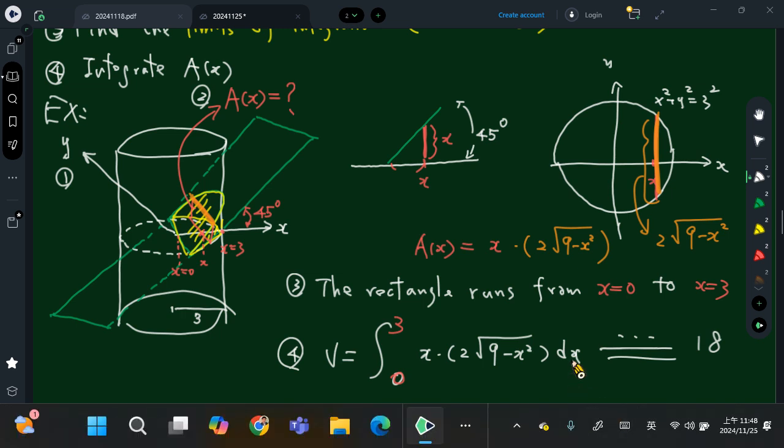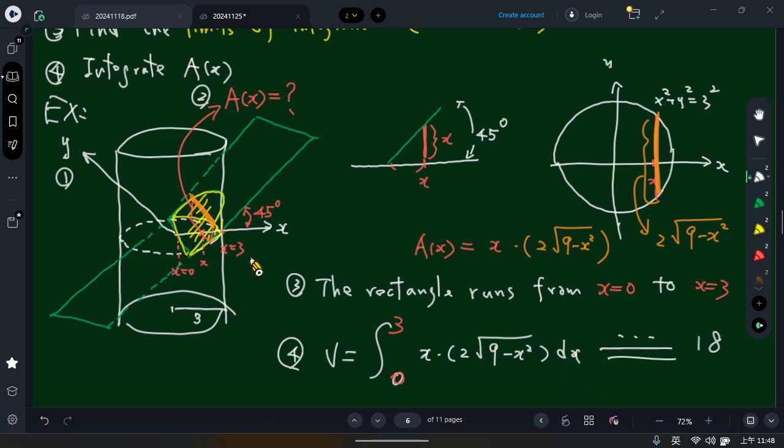So by this example, I just want to show you that if you can get the typical A of X, then trying to integrate it from these two ends, from 0 to 3, you can get the final result. Okay, so through this, I just decompose the rectangle into its height part and also its width part. Then you can just have a comparison.